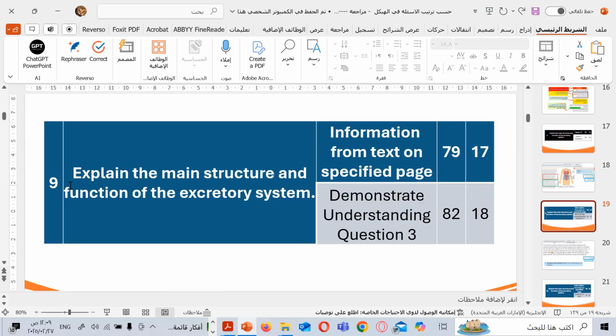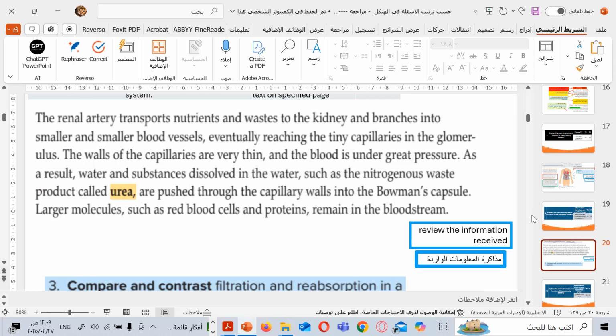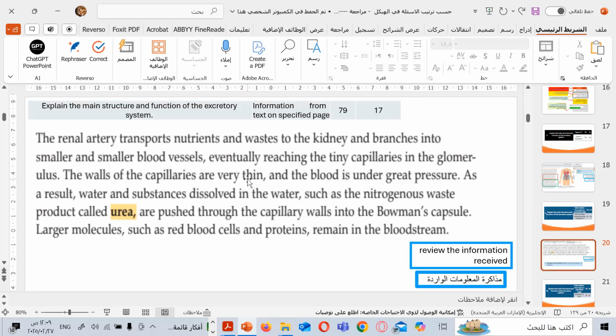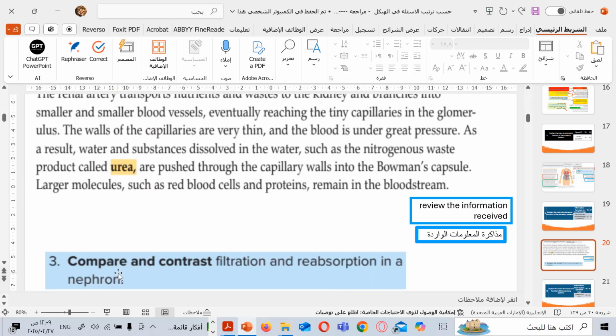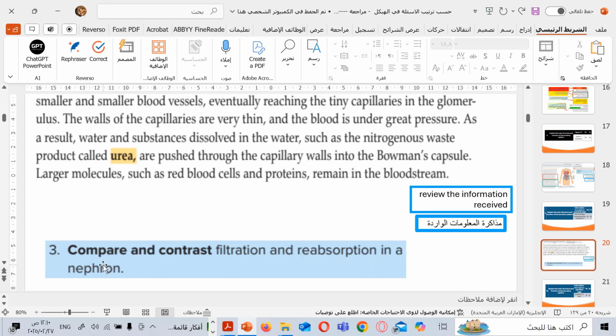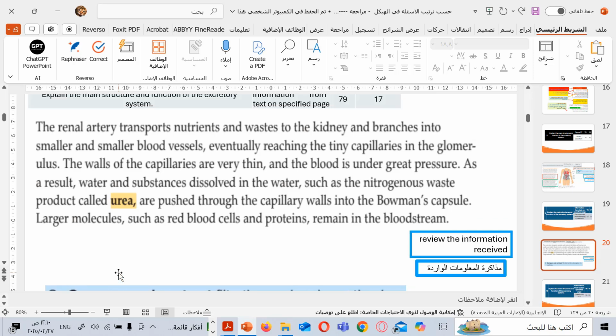Question number 9. Information from text, specific and demonstrate. Question 3. This is the information paragraph about the urea and like that. And this is the question: compare and contrast the filtration and reabsorption in the nephron. So we will read this paragraph well. Maybe he will bring a question on this paragraph.